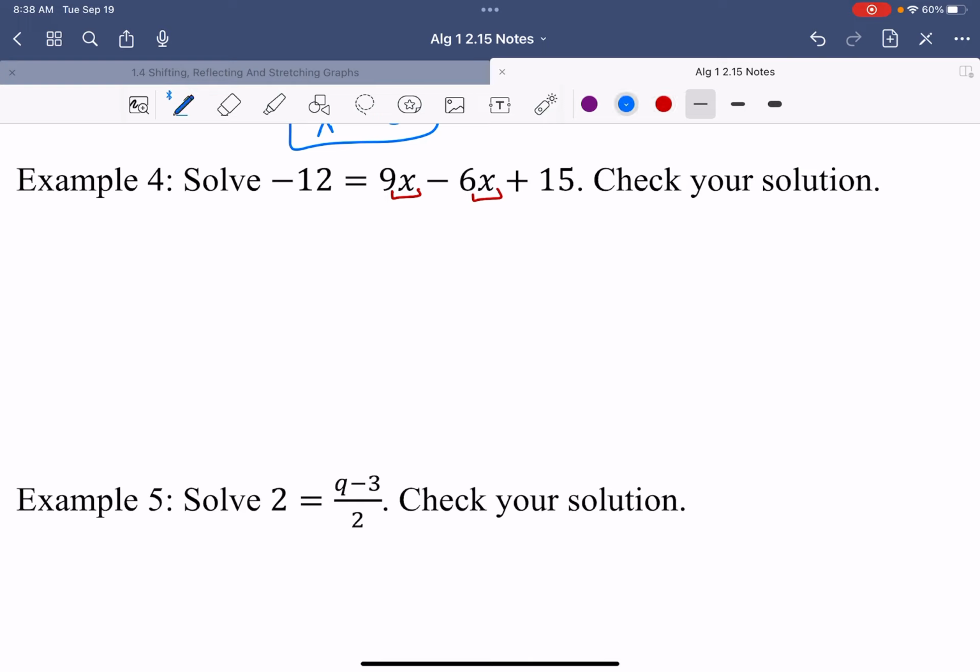They're like terms, so I can add them. So negative 12 equals, I'm going to rewrite my subtract as plus a negative. You'll notice I do that a lot. That prevents so many negative errors. So now let's put together these like terms.